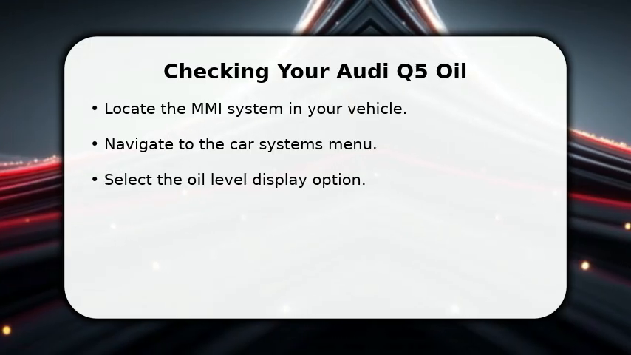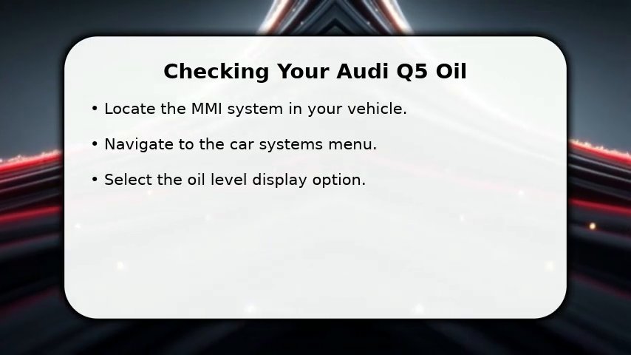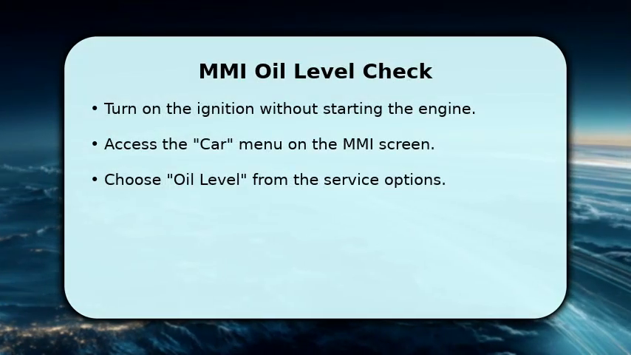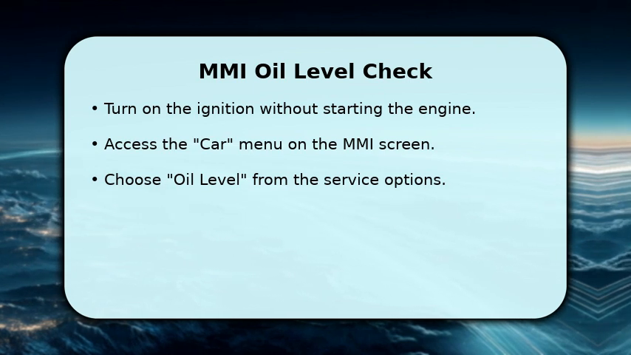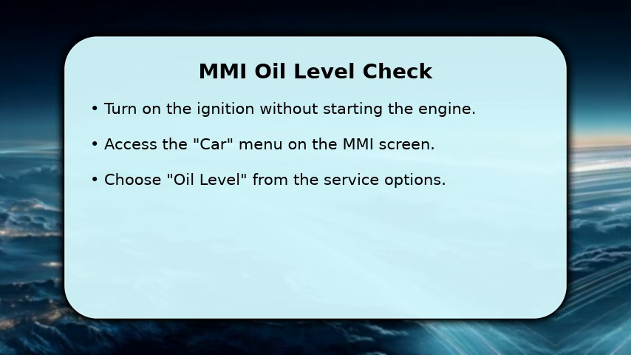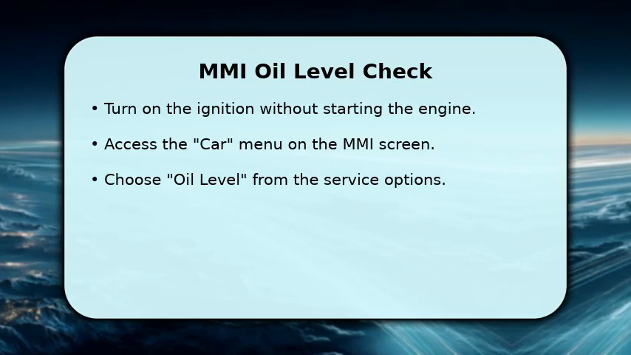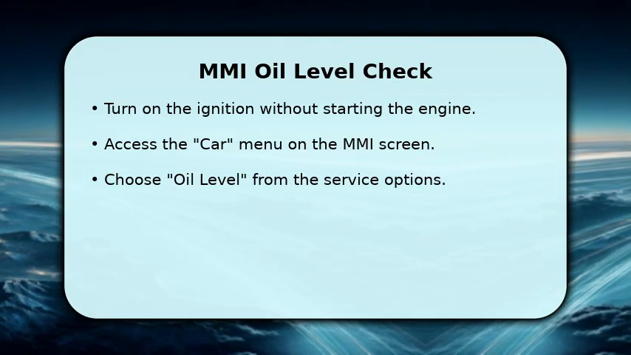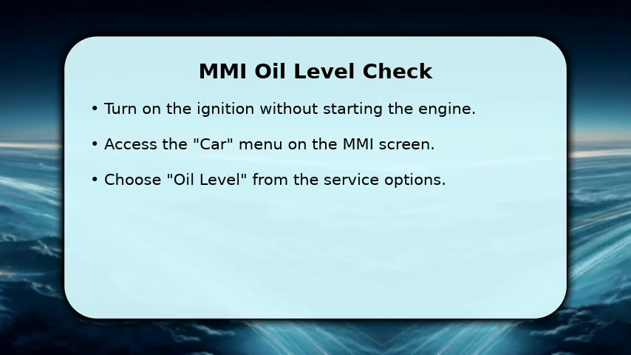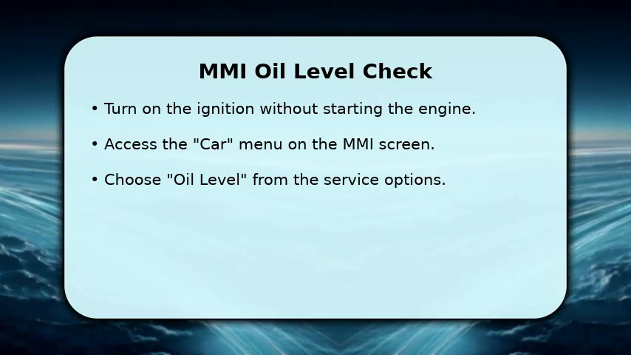You'll use the MMI controls to navigate through the car settings. Once the ignition is on, access the MMI system. Navigate to the main menu and select the car option. From there, you will find a submenu that includes oil level. Select this to view your current oil status. The system needs a few moments to provide an accurate reading, so be patient.